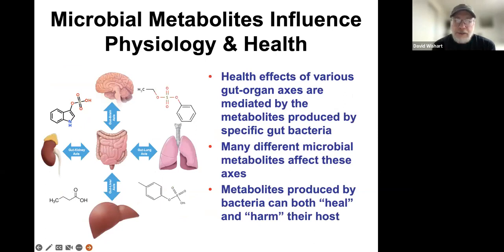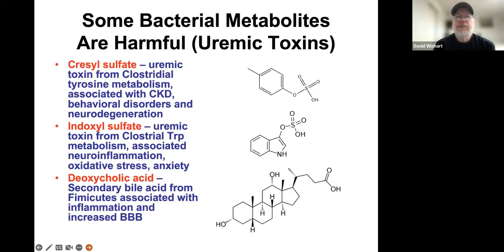So I think there's been a real revelation over the last 5 or 10 years where we've started to understand the connection between the gut and the brain, the gut and the kidney, the gut and the lung, the gut and the liver. And these are mediated not just by the bacteria, but by the chemicals they produce. So in the world of microbiomics, everyone talks about good bacteria and bad bacteria, but it really is more about good chemicals or bad chemicals produced by good bacteria or bad bacteria. And in that regard, there are metabolites that both heal and harm their host.